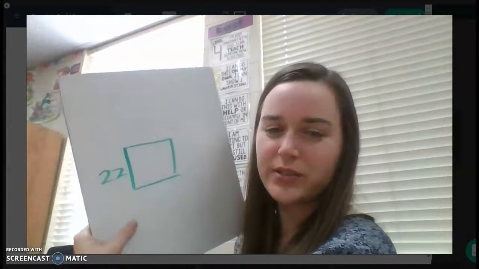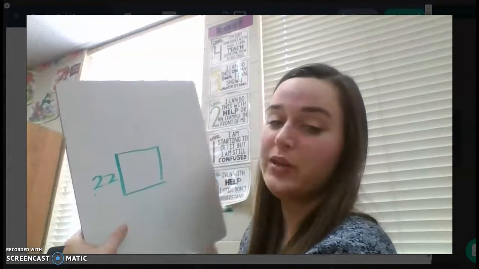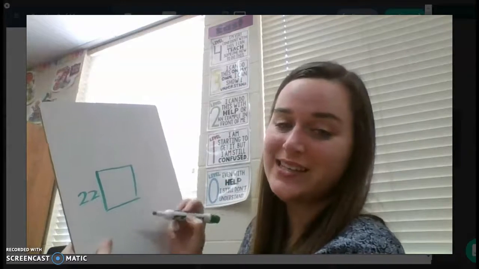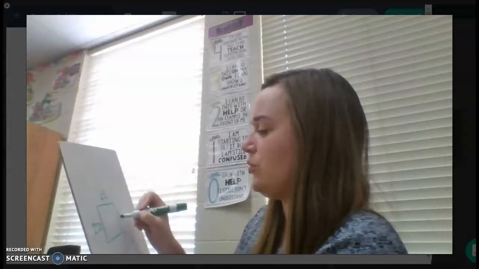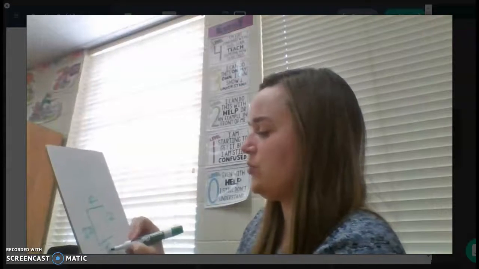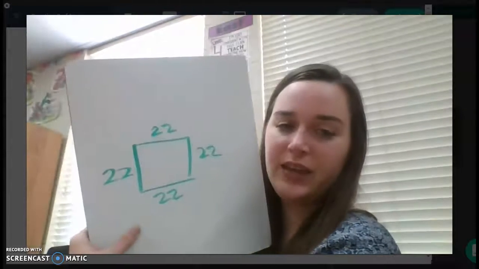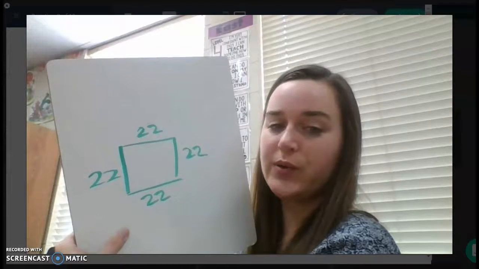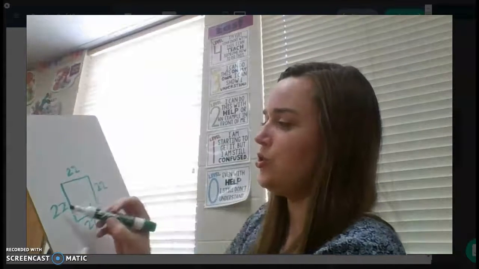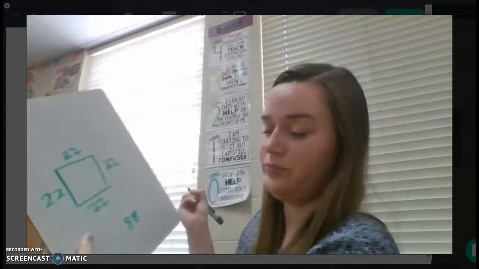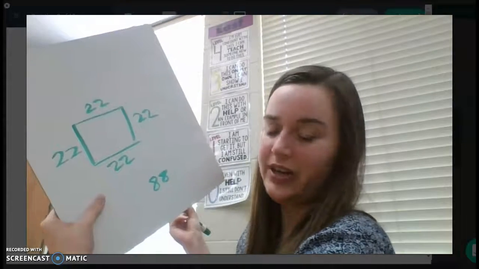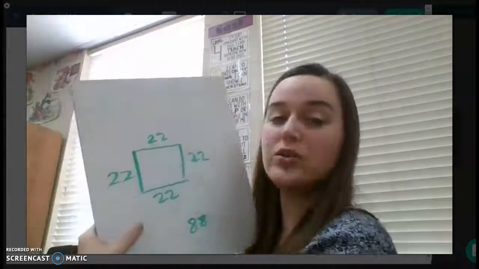But what do we know about squares? That's right. We know that each of these is the exact length. All we got to do, put a 22, 22, 22 on each side. And then it asks us to find the perimeter, so all we got to do is add it up. 2, 4, 6, 8. 88 is our answer.